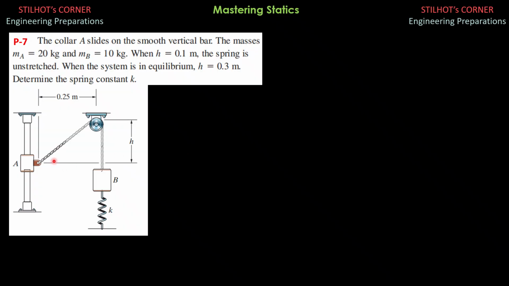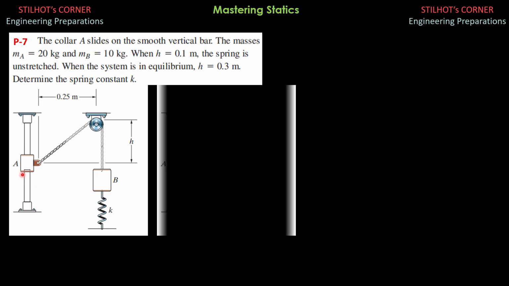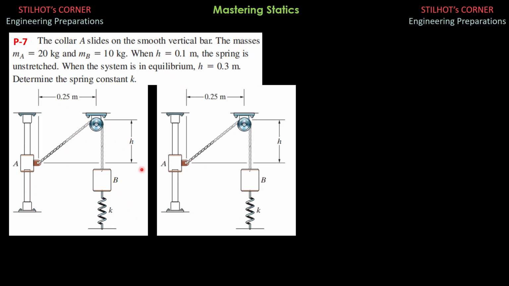So let's draw the FBD of A. We have the tension, the normal at A, and the weight, which is 20 times 9.81, so 196.2. Assuming this is now the equilibrium position, H is 0.3. So inverse tangent of 0.3 divided by 0.25, we can measure that angle as 50.194 degrees. So summation of forces in y, we can solve for T, then we transmit T to this part here as shown.